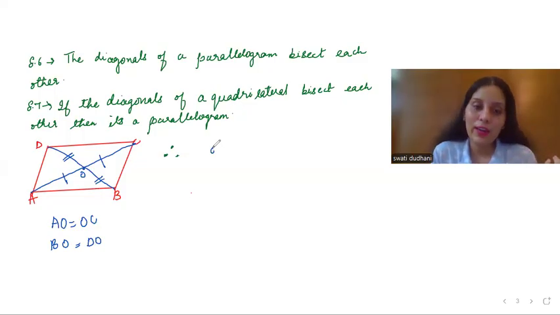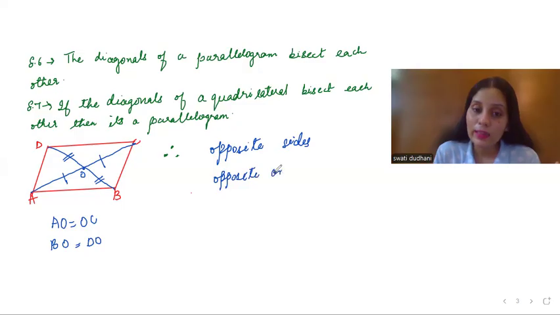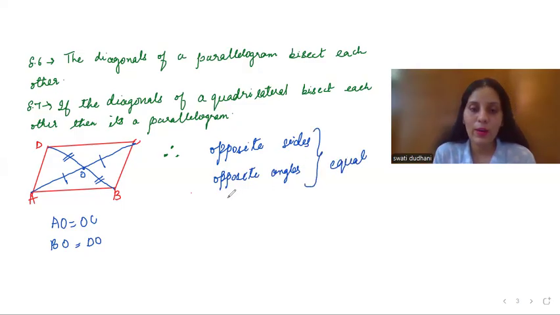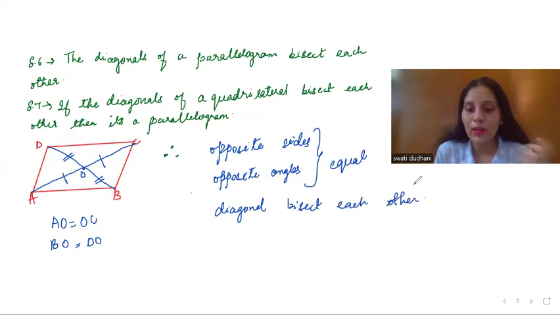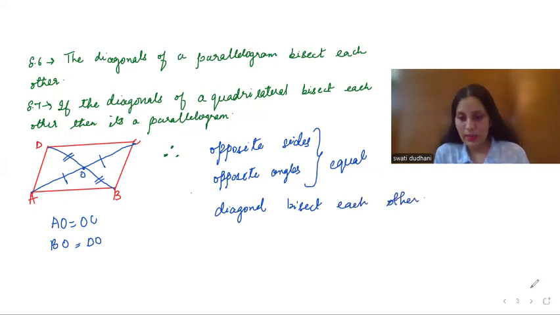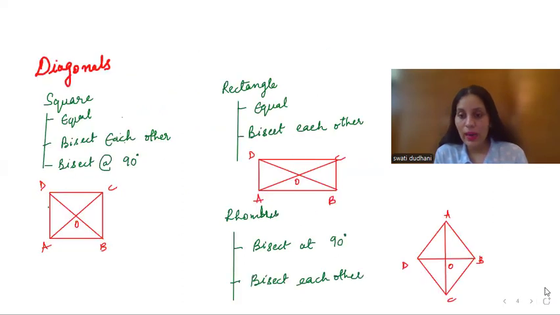In short, I can write that opposite sides and opposite angles are equal in a parallelogram, right? And diagonals bisect each other. So this was all about the parallelogram, right? Now next moving to the diagonals.